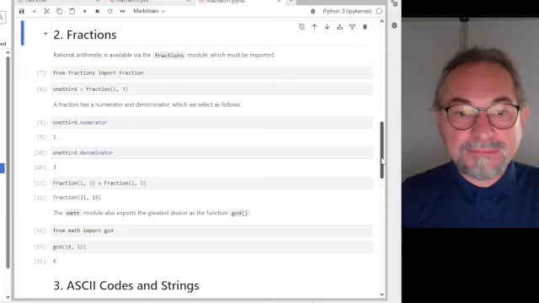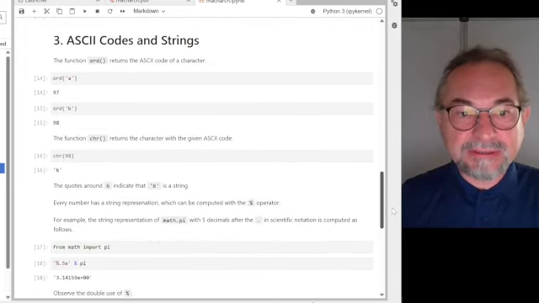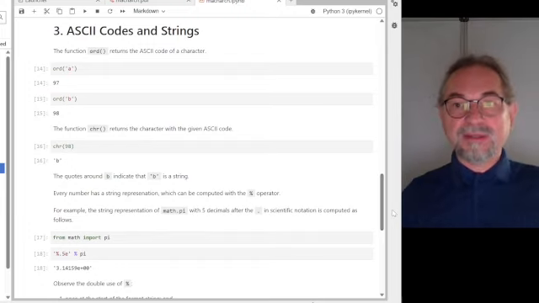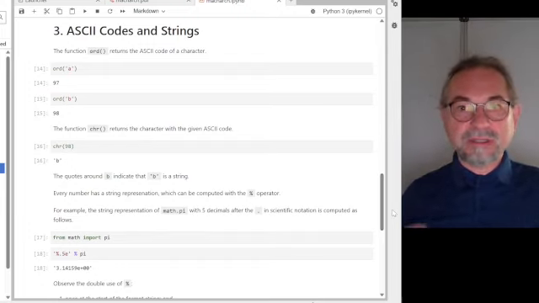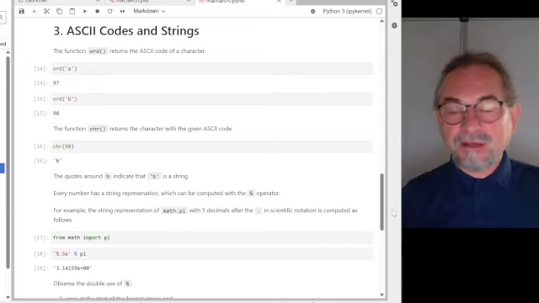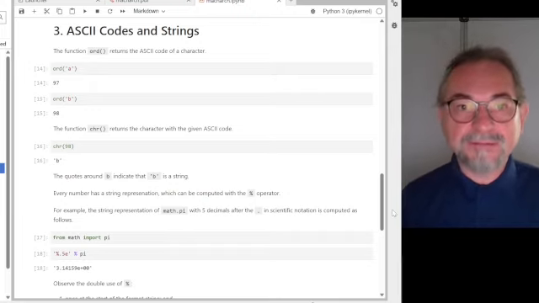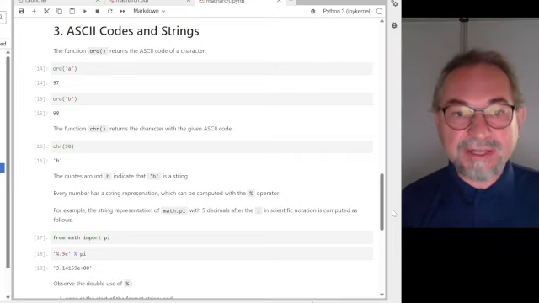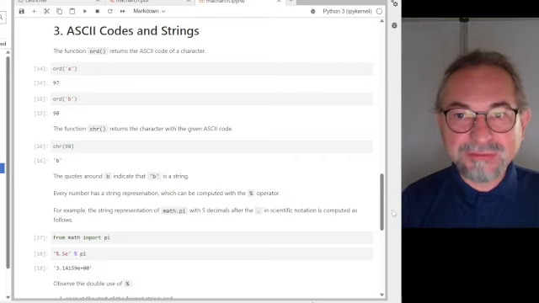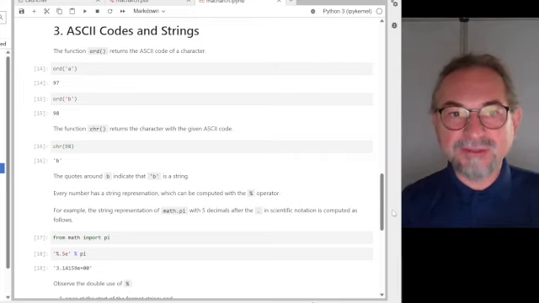Okay, ASCII codes and strings. Everything inside a computer is a sequence of bits, so also the letters and the numbers. I said check out the ASCII code for 1. There is a difference between the character 1 and the number 1. I try to indicate this with the backticks when I write about it.